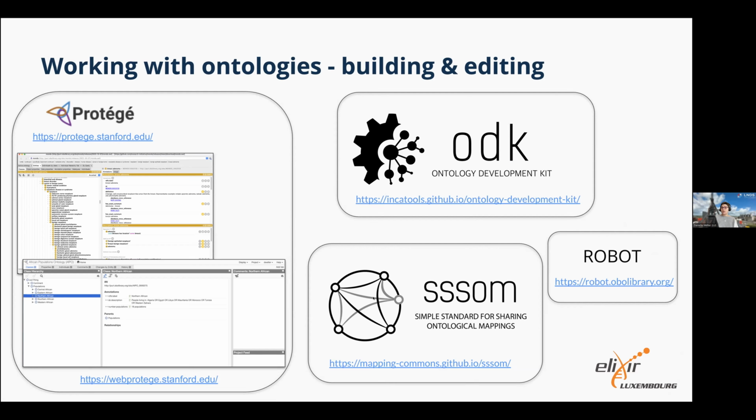For mappings between ontologies, there is the Simple Standard for Sharing Ontology Mappings, SSSOM. Again, it's a community maintained standard. It's got formats and so on around it, and it's a really cool resource.